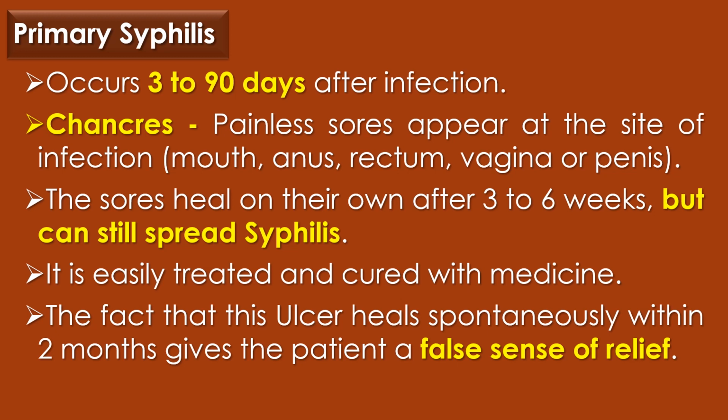Primary syphilis is the stage of infection which occurs 3 to 90 days after infection. A painless sore appears at the site of infection like the mouth, anus, rectum, vagina or penis. These are called chancres. The sores heal on their own after 3 to 6 weeks but can still spread syphilis. It is easily treated and cured with medicine. The fact that this ulcer heals spontaneously within 2 months gives the patient a false sense of relief.